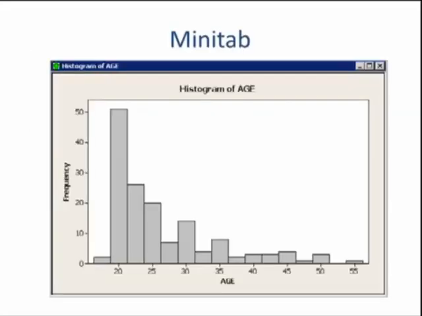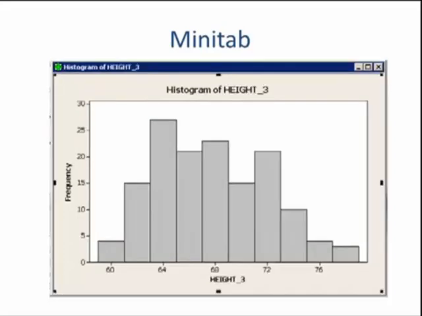In Minitab, this is the data from the first survey, early fall 09. This is the histogram for age, and clearly this is skewed right. This is the heights for the same data set, and here we can see that this is approximately normal. We're going to look at the probability plots for both of these and compare.